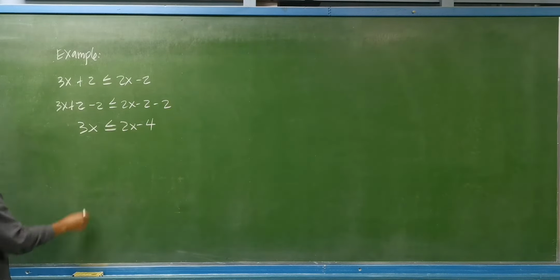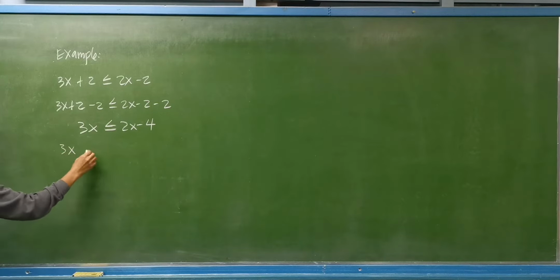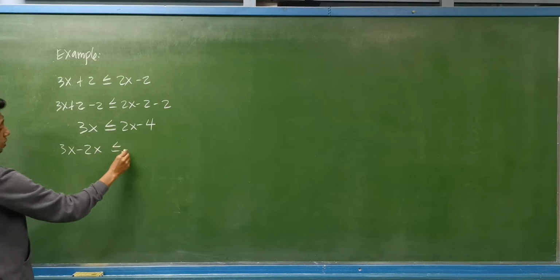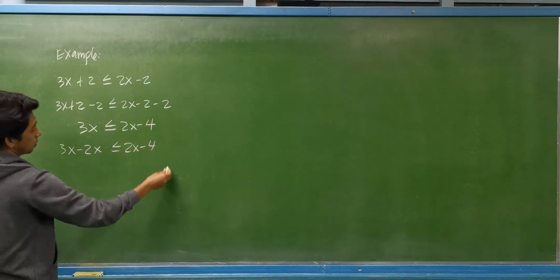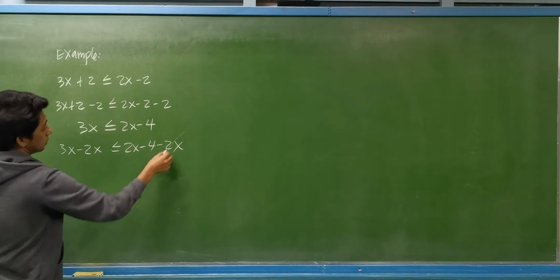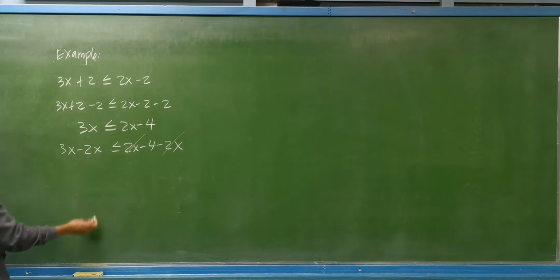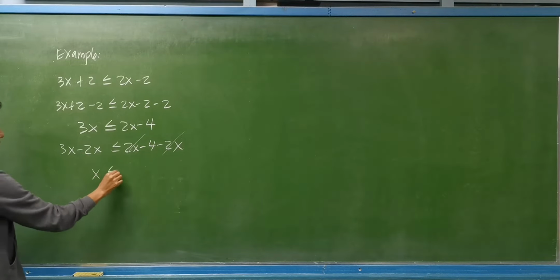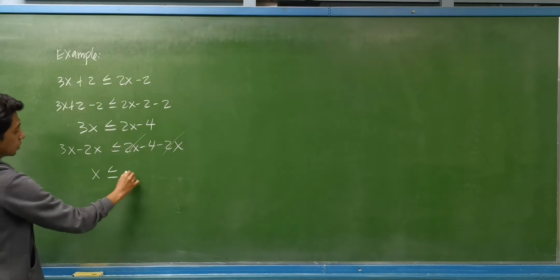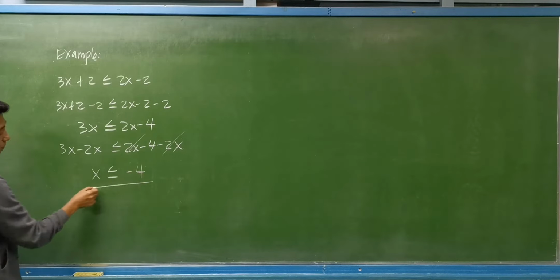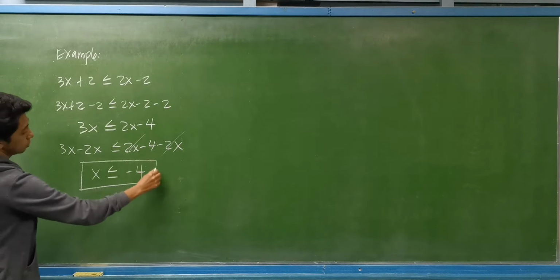Next, we eliminate 2x by subtracting 2x on both sides of the inequality. We have 3x minus 2x, which is x, is less than or equal to negative 4. So this is our solution set.